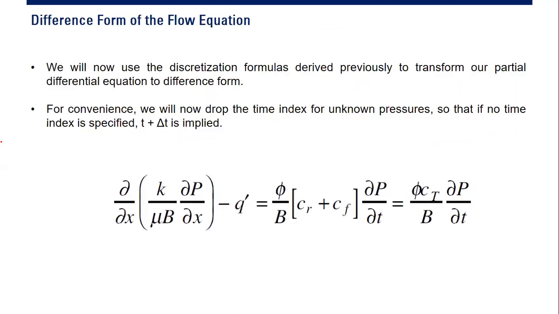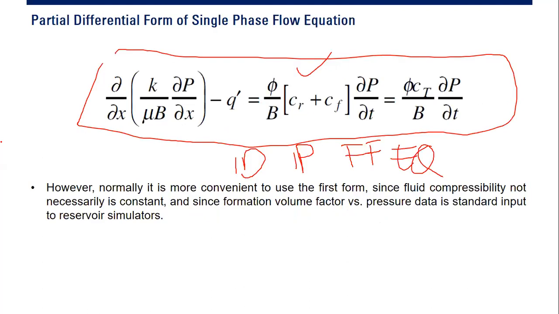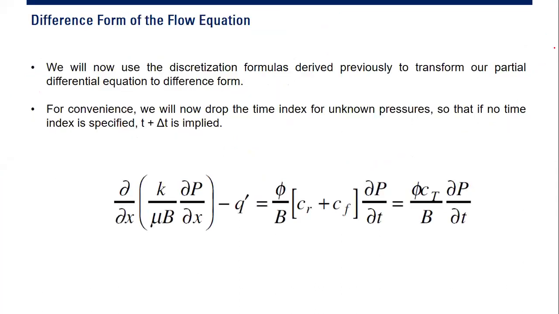Now, we will use the discretization formula derived previously to transform our partial differential equation to difference form. So this one is still a partial differential equation, because we have d/dx and here we have d/dt. So this is our one-dimensional, one-phase fluid flow equation, but still in partial differential form. And now we want to discretize.